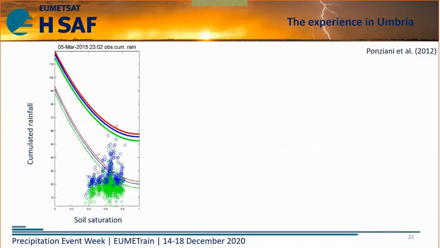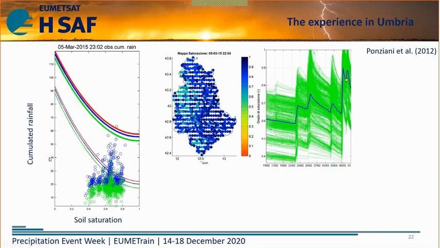The last application I want to show you takes advantage of the experience we had in Umbria, here in my region. There the Civil Protection Service, in collaboration with IRPI, with us, built an early warning system that is based on a set of thresholds, as you can see here, that takes into account soil saturation and the cumulative rainfall over an analysis grid set up over the region.